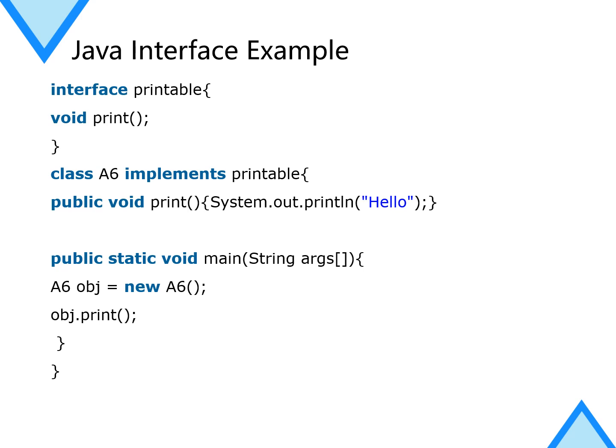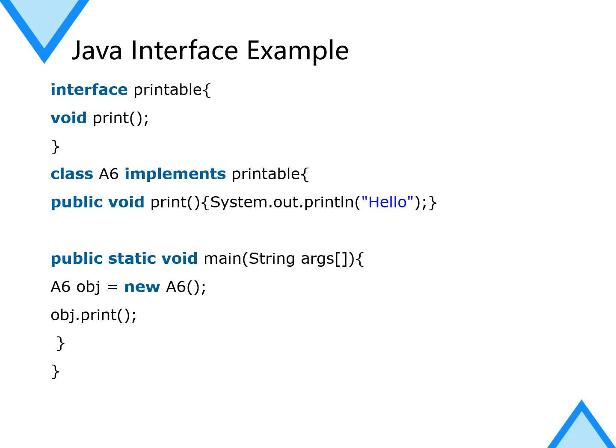Now we have class A6 which implements printable, which implements that interface printable, and here we will use the implements keyword instead of the extend keyword as we use in the classes. So we have another method print, and print having the implementation. So this interface has a method print, and here we have the implementation of the method, and the method shows the message hello.